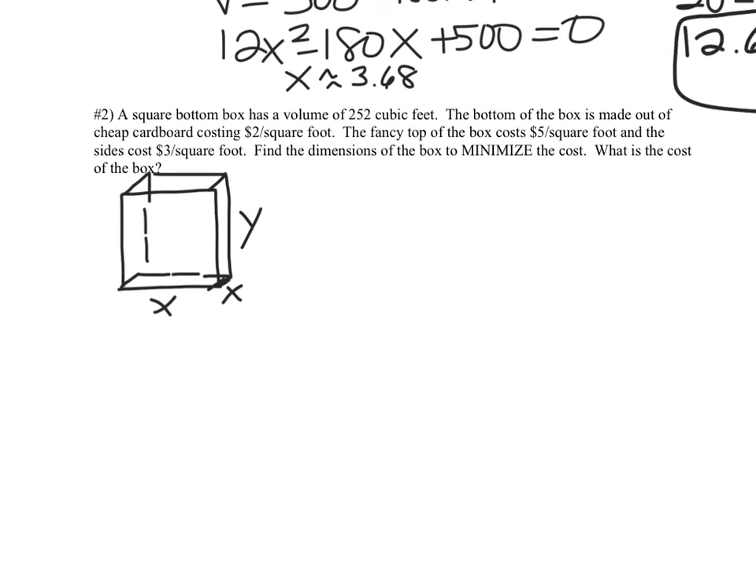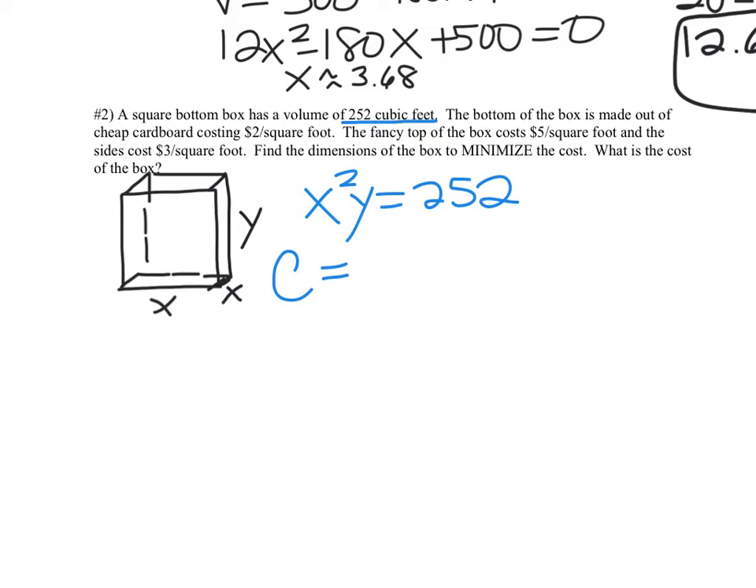He said Y, yeah. So the volume is 252 cubic feet. Do you see that feet cubed? That's volume. So the volume of this box is X squared Y. So X squared Y equals 252. That's the volume. That's the equation that we have. We're going to do something with it in just a minute. Now, we're trying to minimize the cost. So let's find out what the cost equation is.